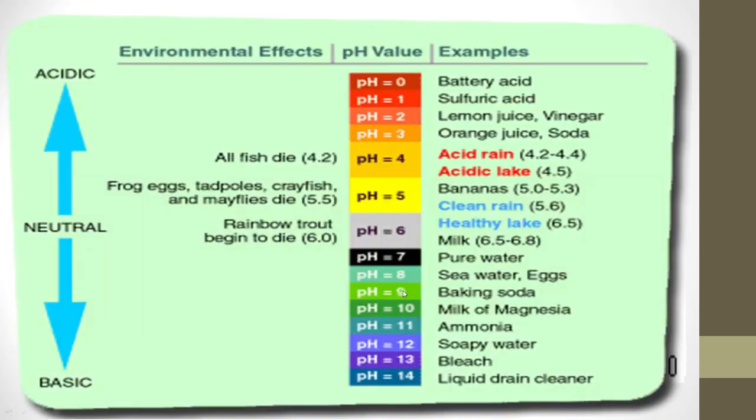So the different pH of different solutions and substances have been shown over here. The battery acid has the lowest pH, sulfuric acid 1, a strong acid, then lemon. Banana has a pH in the 5 to 5.3 range, and water is at 7. The more it goes beyond 7, to 8, 9, 10, the more alkaline the solution would be.